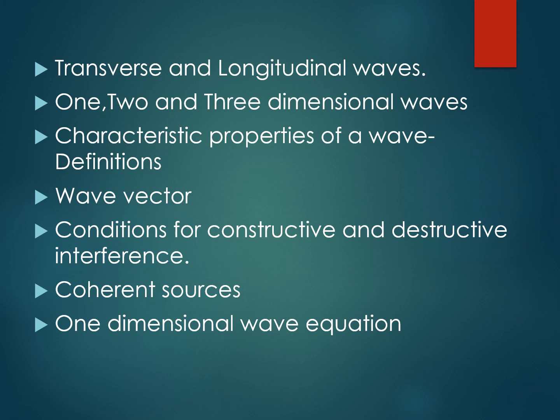This video was actually just a revision of what you have studied in your plus 2 classes. Important portions that you have to prepare from this video are: distinguish between transverse and longitudinal waves, characteristic properties of a wave, definition for wave vector, conditions for constructive and destructive interference, what are coherent sources, then expression for the one-dimensional wave equation. I will teach about this differential equation of a one-dimensional wave in the next video. As of now, you just learn that equation by heart. That is, dou square psi by dou x square is equal to 1 by v square into dou square psi by dou t square.